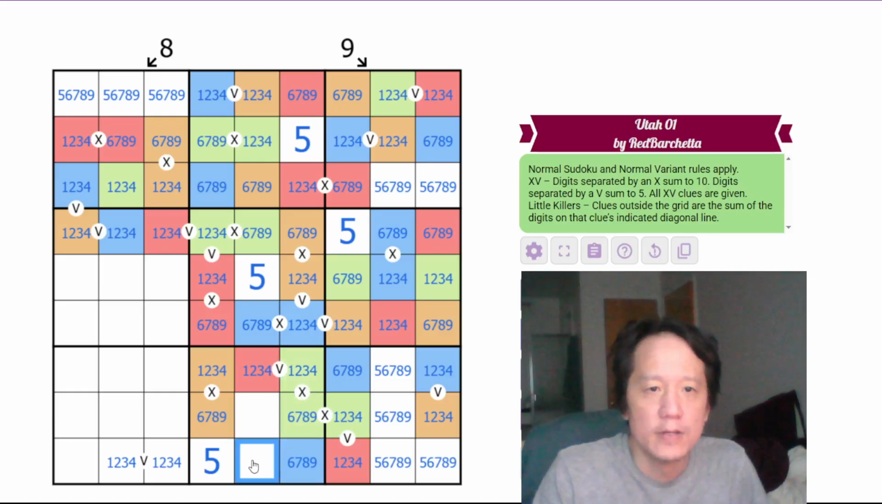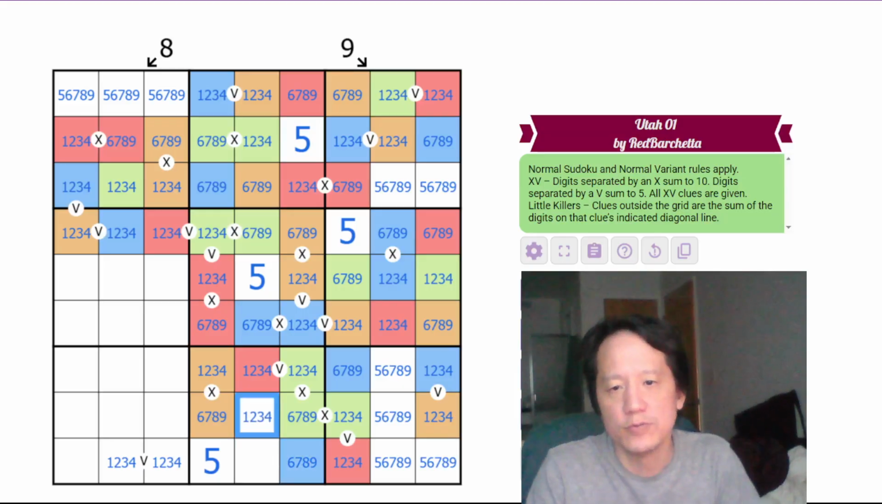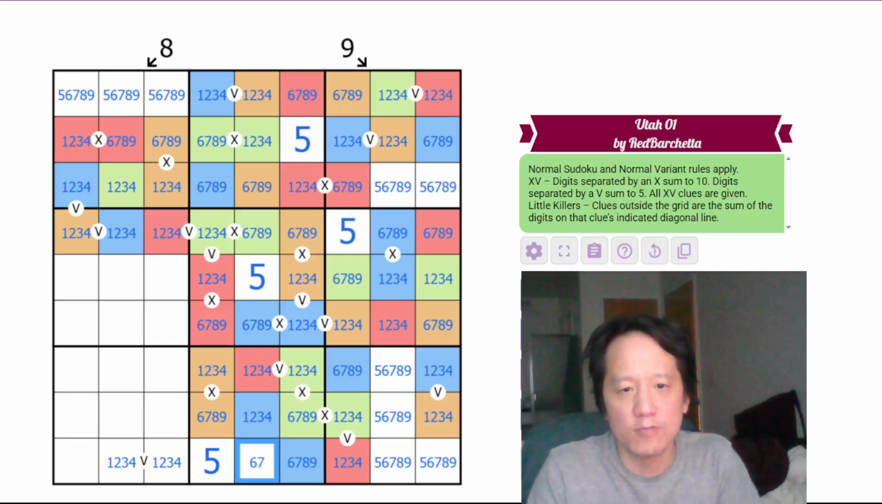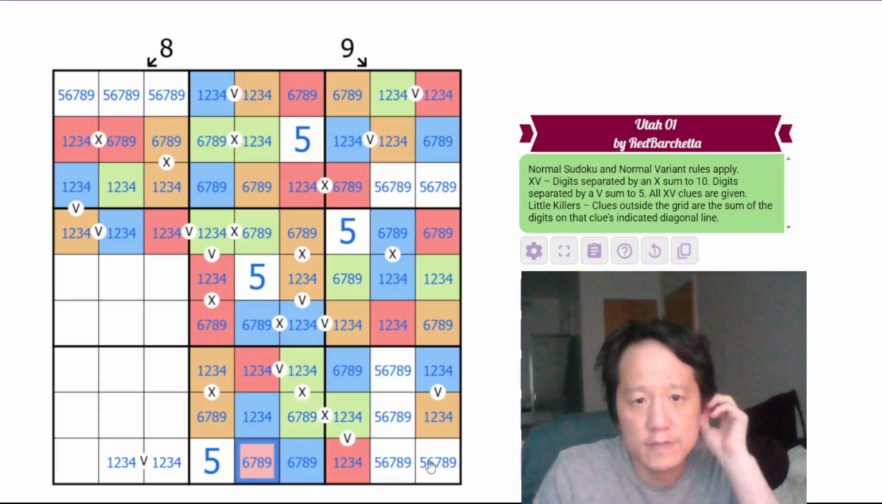Okay. Low blue cannot be next to this high blue because then there would need to be an X in between these cells, so this must be low blue. The remaining digit here is high red. So that's high red.